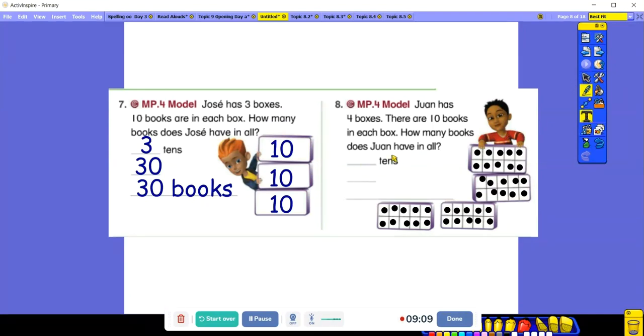So again, first they're asking how many 10s, and that's how many groups of 10. So let's count. 1, 2, 3, 4 10s, which then means, let's count by 10s, 10, 20, 30, 40. So Juan has 40 books. Excellent.